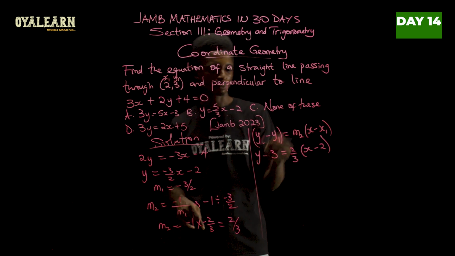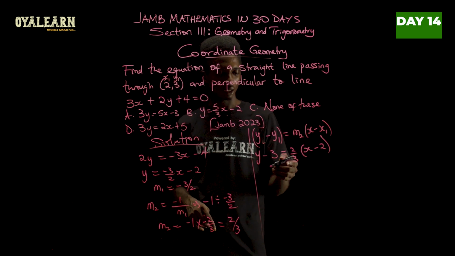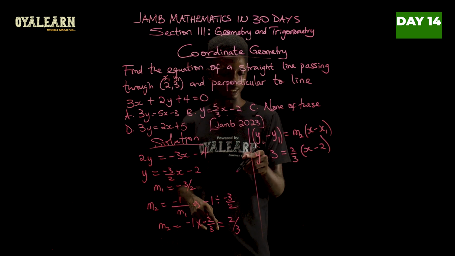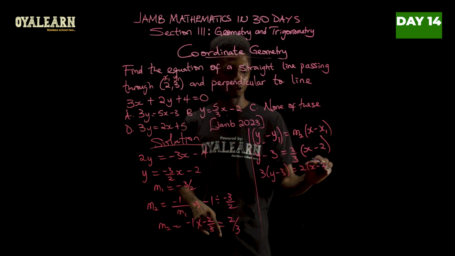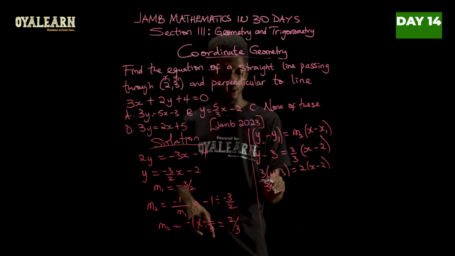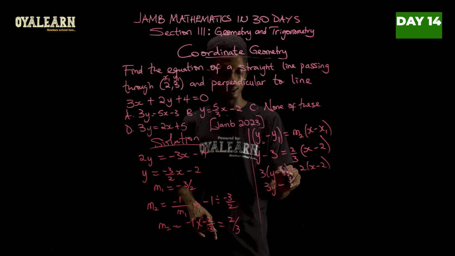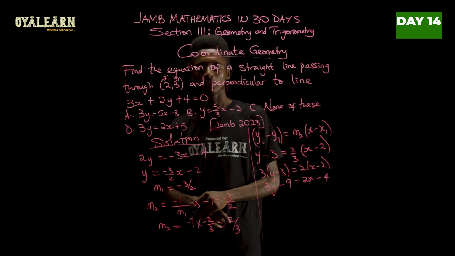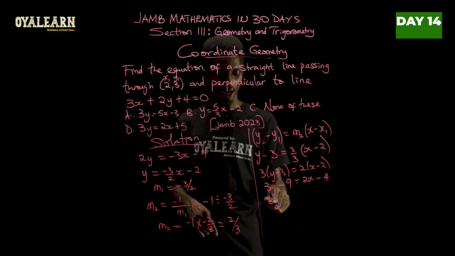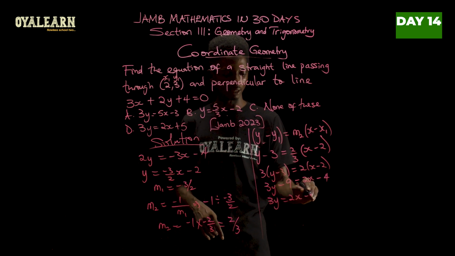Now from here, we can then go on. Let's cross multiply, taking 3 to this side. So we'll have 3 into y minus 3 equals 2 into x minus 2. Now from here we see we have 3y minus 3 times 3 will give us 9, equals, this will give us 2x, and this will give us minus 4. So we can then say 3y equals 2x minus 4.